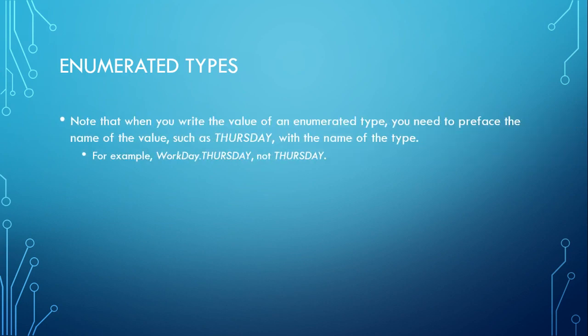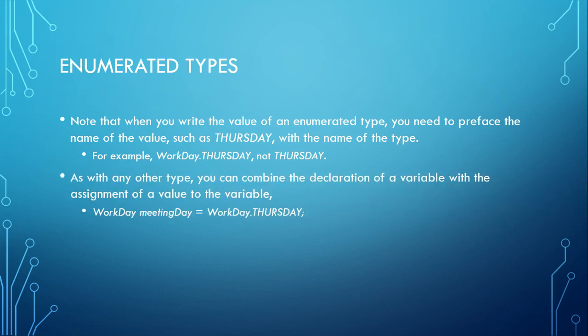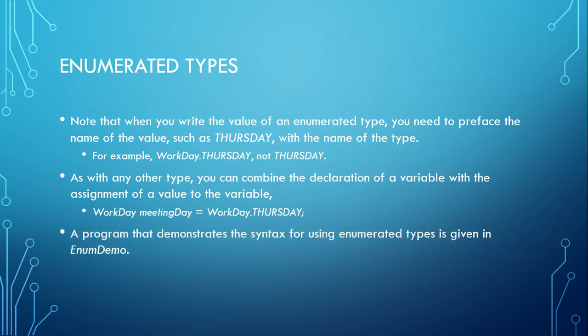Note that when you write the value of an enumerated type, you need to preface the name of the value, such as THURSDAY, with the name of the type. So, for example, WorkDay.THURSDAY, not just THURSDAY. As with other types, you can combine the declaration of the variable with the assignment of the value to the variable. WorkDay meetingDay is equal to WorkDay.THURSDAY. A program that demonstrates the syntax for using enumerated types is given in EnumDemo.